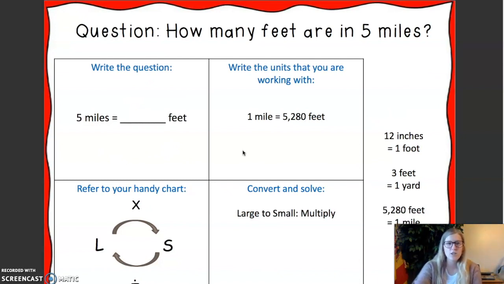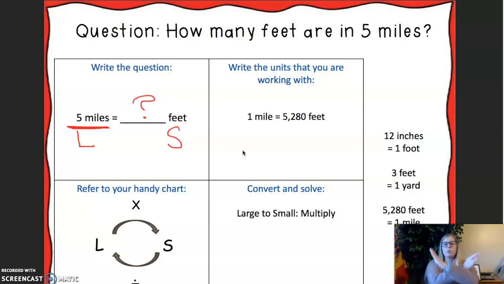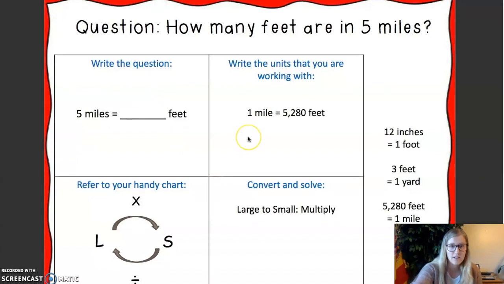So it says large to small, multiply. How did we decide we were going large to small though? The reason is because we're going to look right here. It's given me 5 miles and I need to know the feet. Are feet bigger or are miles bigger? Miles are way bigger than feet. 5 miles is way longer to walk than 5 feet. So 5 miles is larger than feet. So I know that this is my large and this is my small. So because I'm going large to small, I multiply. Okay, so that's what I'm going to do there.